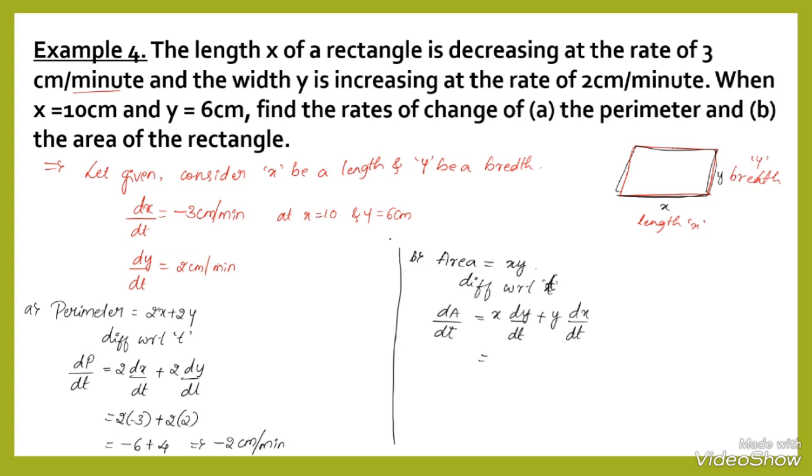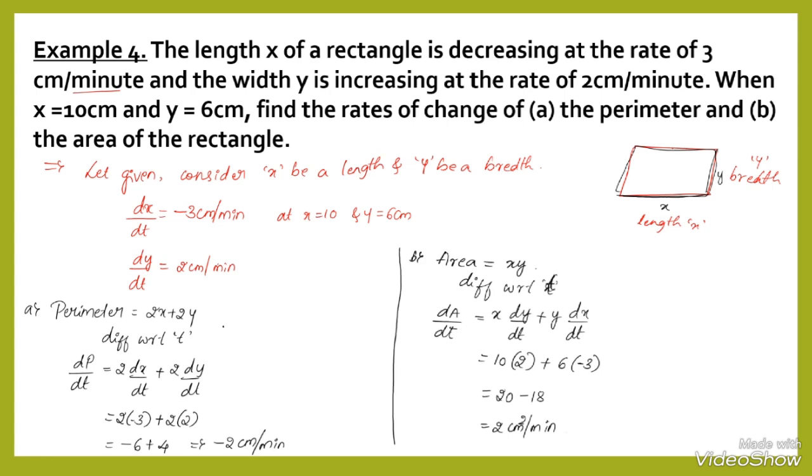What is the value of x? x is 10 and dy by dt is 2, plus y will be 6, dx by dt will be minus 3. Therefore 10 times 2 is 20, 6 times 3 is 18, 20 minus 18, 2 centimeter per minute. The area of the rectangle will be increasing at 2 centimeter square per minute. Here the area unit will be centimeter square.